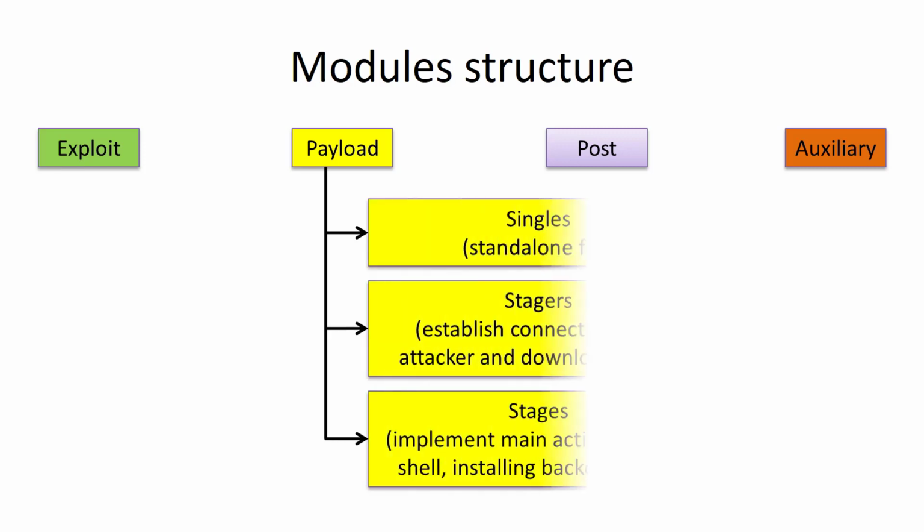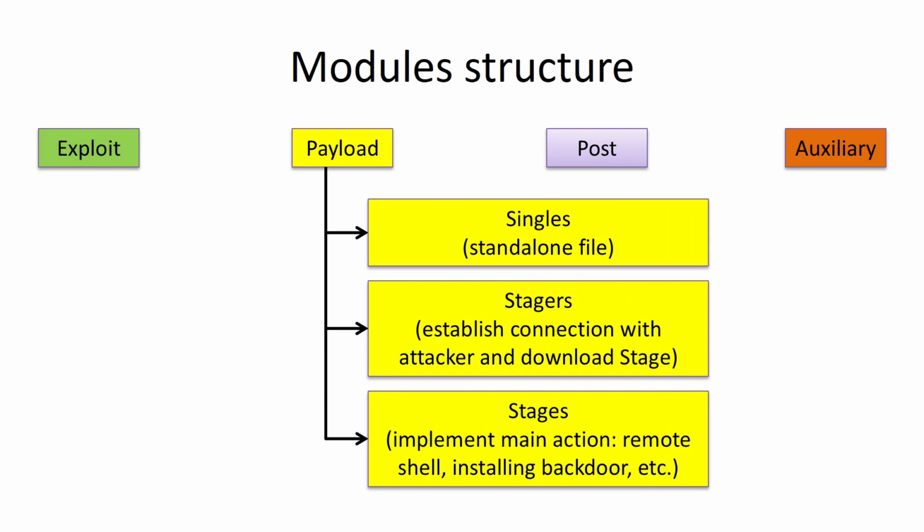Payload module has almost the same structure, but there is a little difference. Payload module has three types of code. It's singles, stagers, and stages. First, let's consider stagers and stages. When exploitation is successful, a payload is executed. Payload consists of two parts, stager and stage. Stager establishes a communication channel with Metasploit, and after that it downloads the stage, the second part of the payload. When the stage is downloaded, it is executed and performs all the actions the attacker wants to do, for example remote shell. Single is a standalone file which combines stager and stage in one.